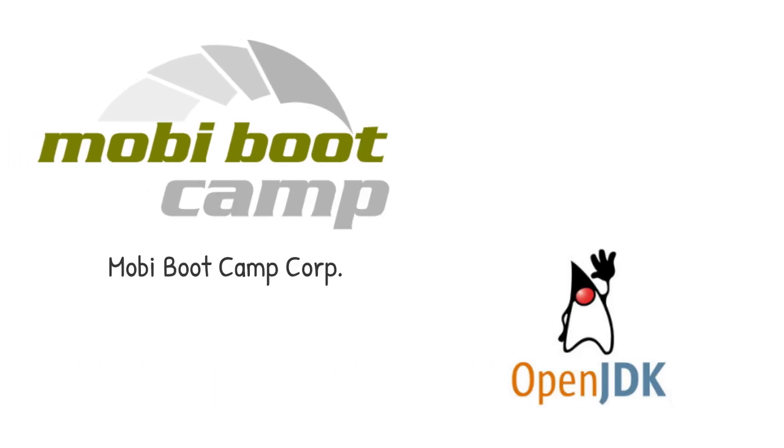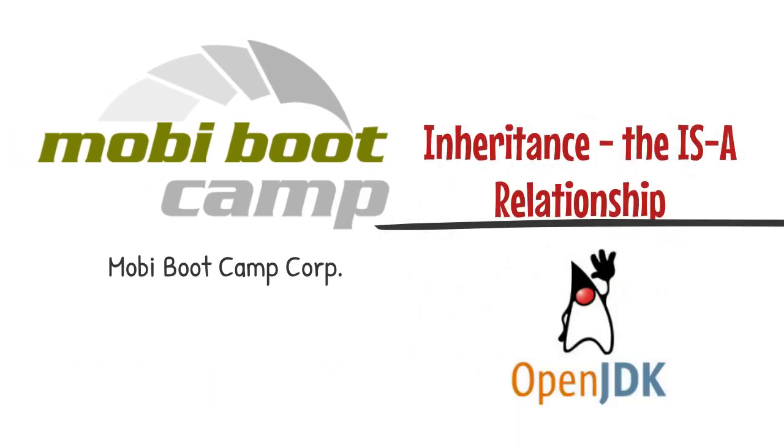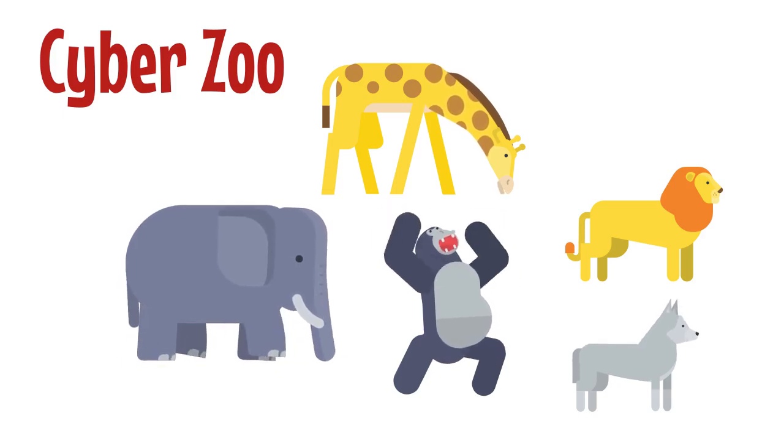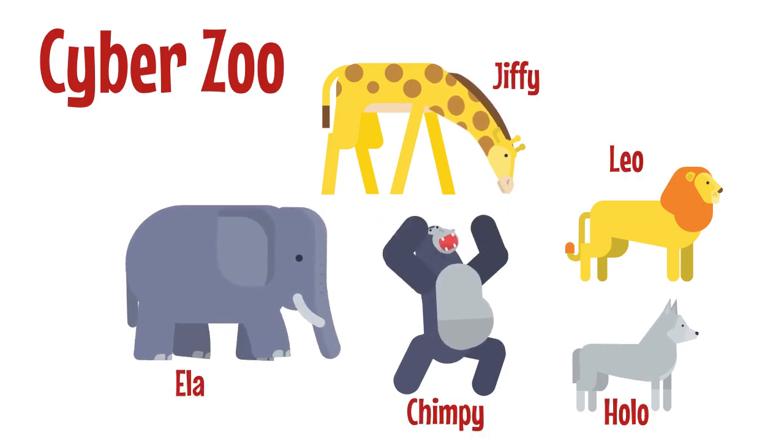In this lesson, you will learn the concept of inheritance in object-oriented programming. Now, let's say that you're tasked to create a software system which represents a specific zoo called the cyber zoo. The zoo contains many animals. This zoo has one animal of each type, and they all have names.